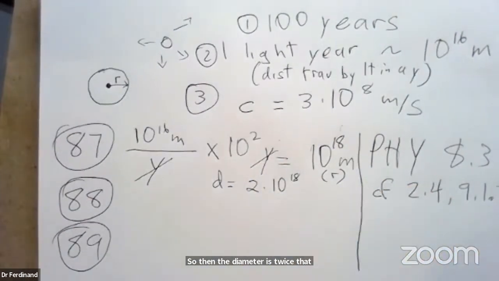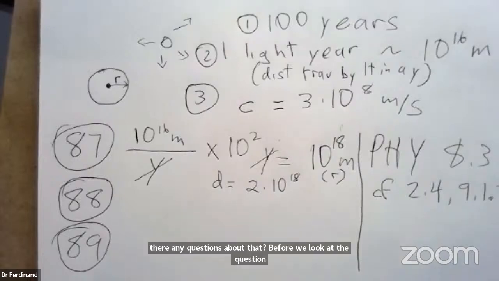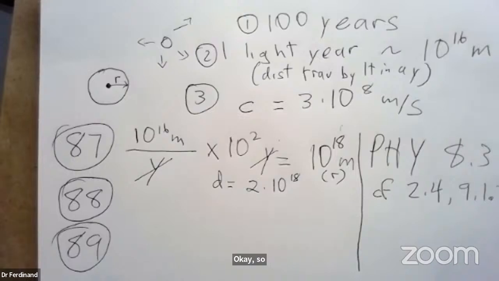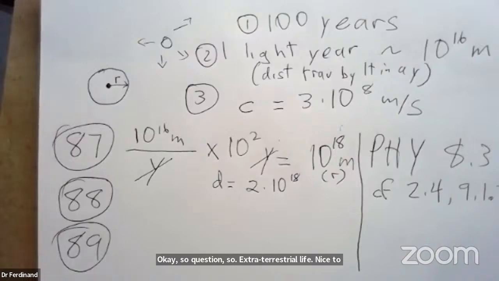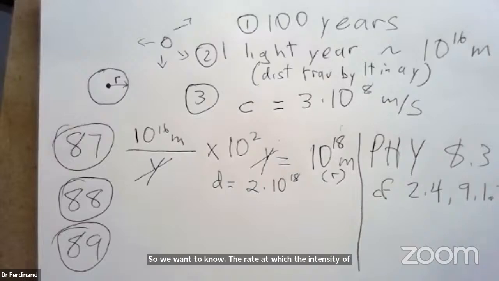Are there any questions about that before we look at question 88? Okay, so question 88. Extraterrestrial life, nice to have that on a real exam. The signals lose intensity at a rate inversely proportional to what? So we want to know the rate at which the intensity of this electromagnetic radiation will be lost.